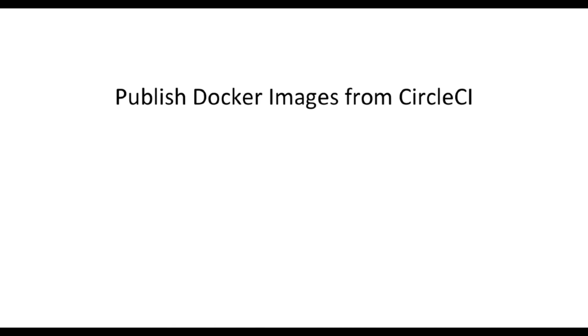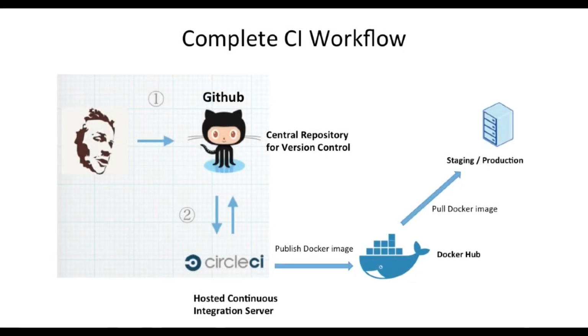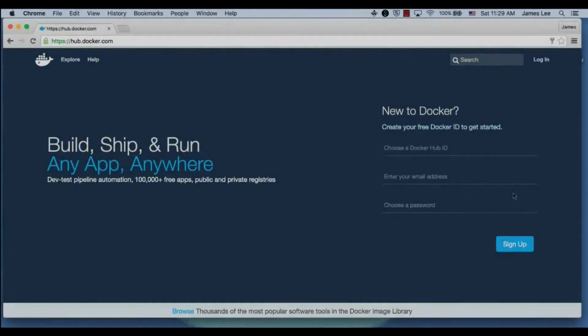In the previous lecture, we have seen how to link CircleCI with your GitHub account, so that if any new changes are pushed to GitHub, it'll trigger a build on CircleCI. In this lecture, we'll go even further to publish the newly built Docker image to Docker Hub if the test is green, so that we can pull the image from Docker Hub and deploy to staging and production afterwards. Let's see this in action.